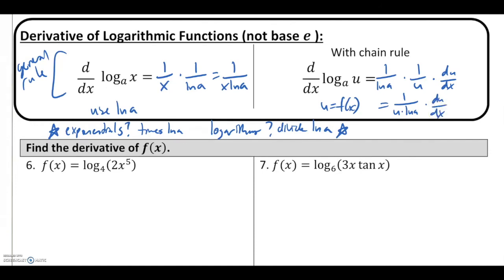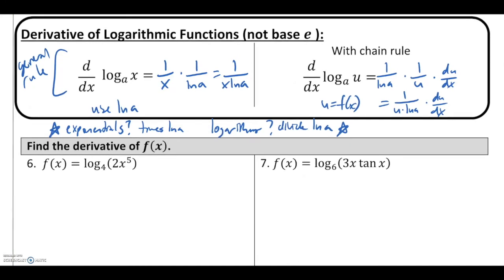So again, let's leave our rules up there and try to make use of them with these two at the bottom. And for the first of the two examples, we have f of x equals log base 4 of 2x to the 5th. And just be careful on this one. The 5 is not an exponent on the entire inside function. It's only on the x.